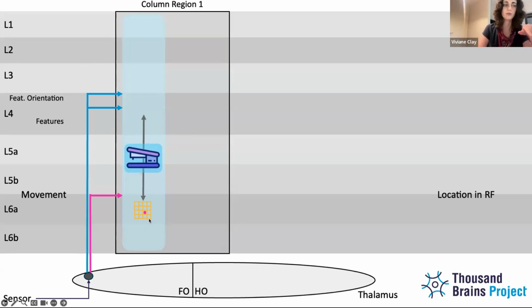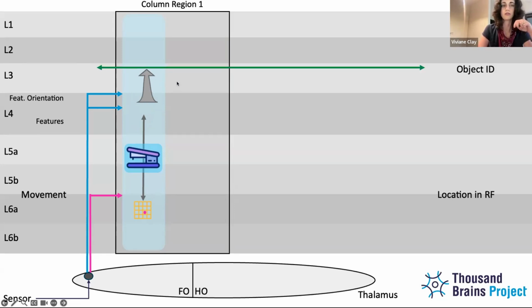And over a series of movements, sensing and moving, sensing and moving, we can narrow down what we're sensing and pool this into a representation of an object ID, which can then be communicated laterally to Voton to narrow down which object we're sensing faster. And also the object ID can be sent forward through the classical feed-forward pathway from layer 3 to layer 4 of the next higher cortical region.